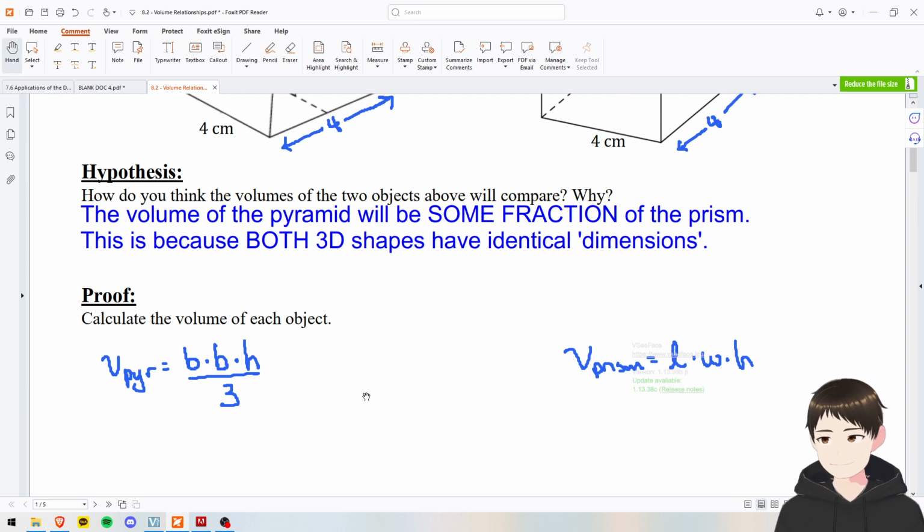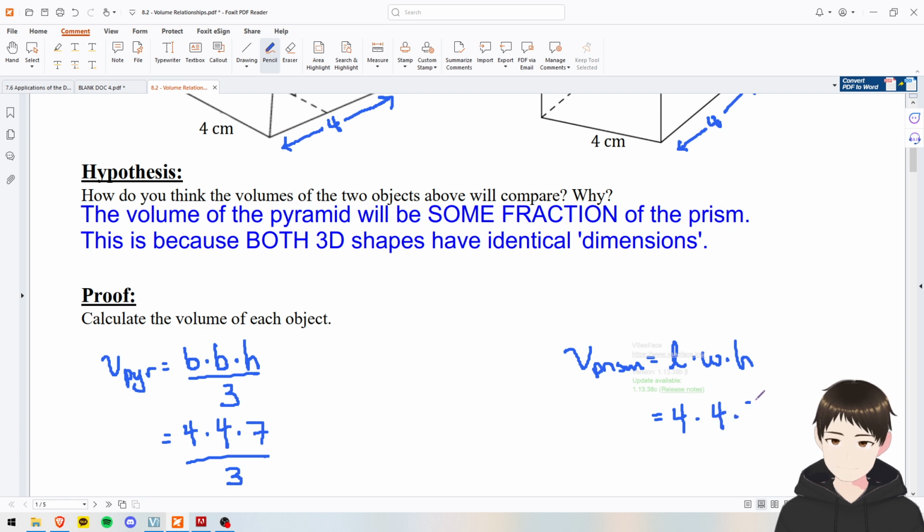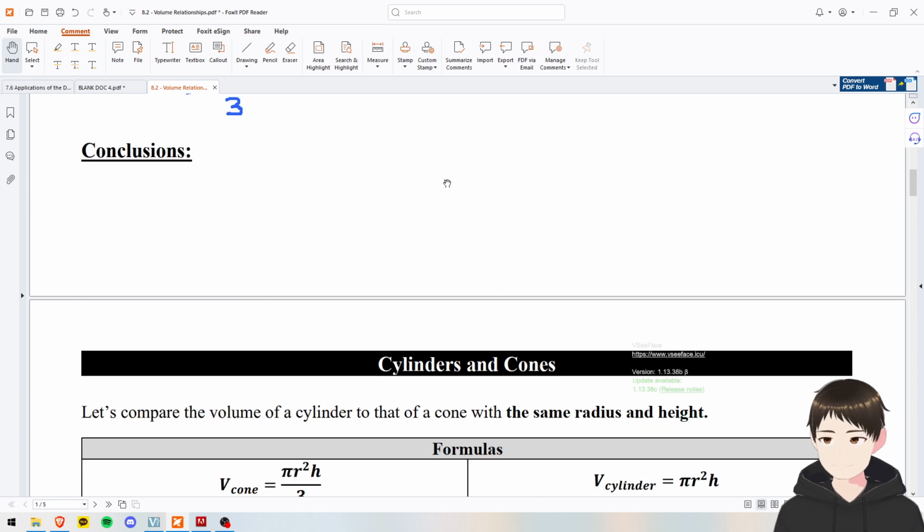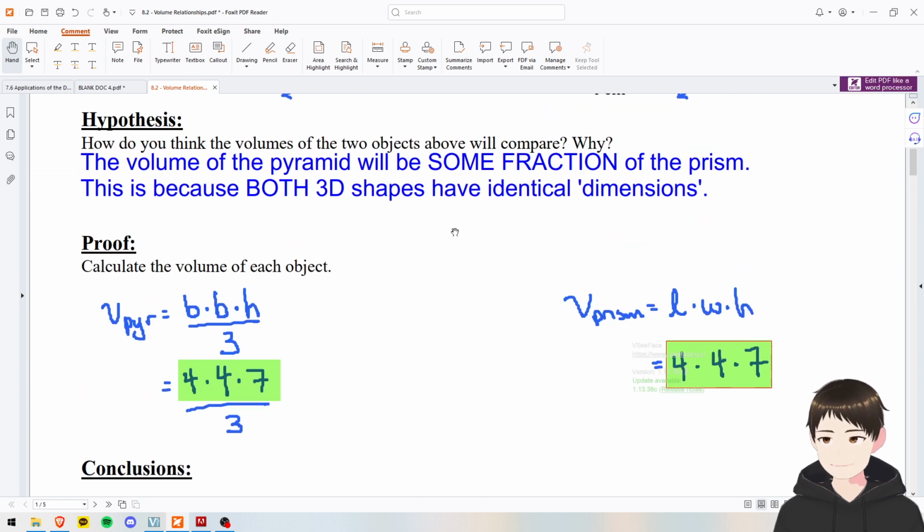So here the base is 4 times 4. The height from the middle of the square to the tip is 7, and divided by 3. For the prism, the length is 4, the width is 4, the height is 4. So again, there is that relationship. The 4 and the 4 and the 7 do show up identically in both volumes. The only difference is this fraction. The volume of the pyramid will be some proportion of the prism.